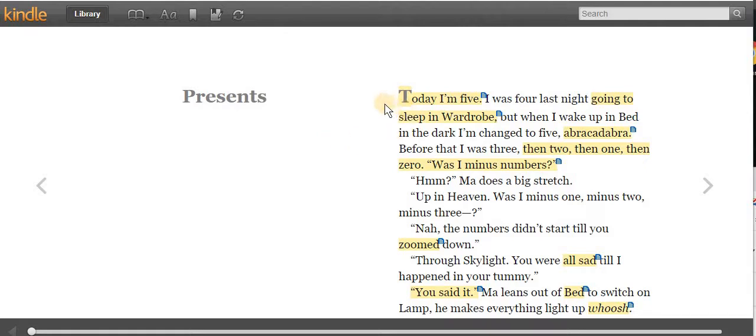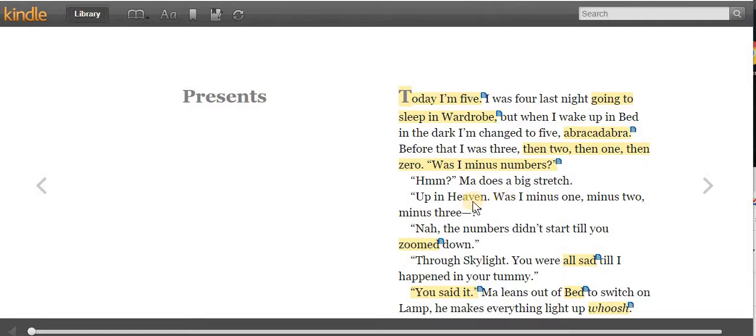Okay, so I'm going to be using the Kindle version of Room, and I've used the online in-browser app. One of the features that this offers you is the ability to do highlights and annotations. So I've been doing some of that in preparation for the video.